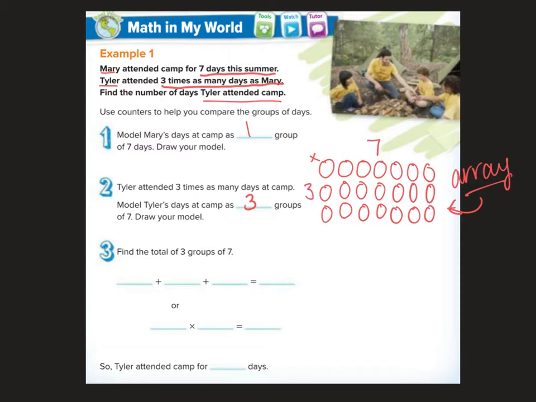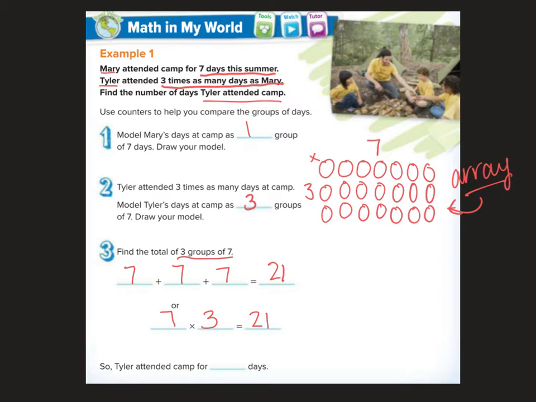So if I were going to find the total of 3 groups of 7, I could do 7 plus 7 plus 7. So I know 2 7s are 14, and 14 plus 7 is 21. But instead of doing 3 groups of 7, I could just say 7 times 3 is 21. If I wanted to count out my circles, I could too.